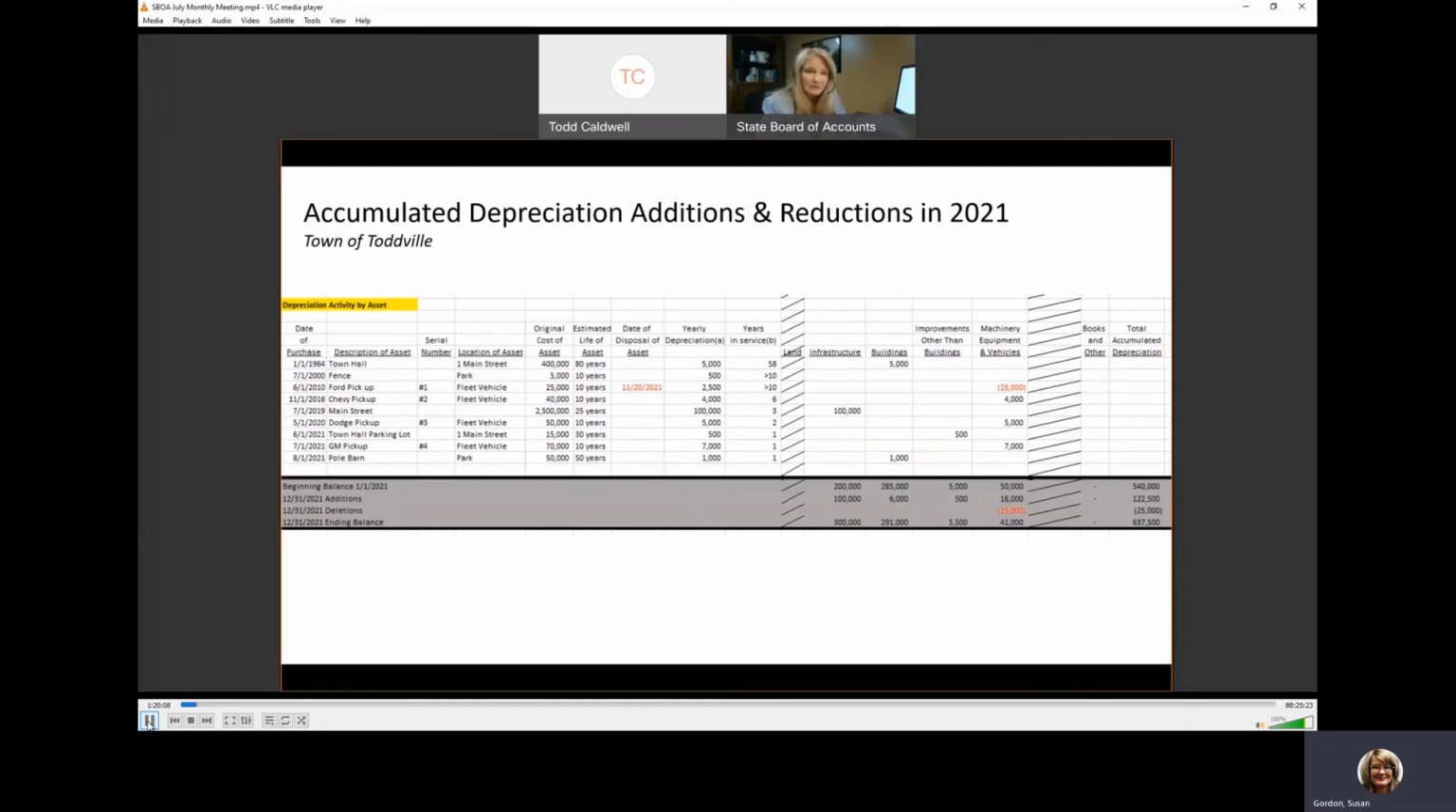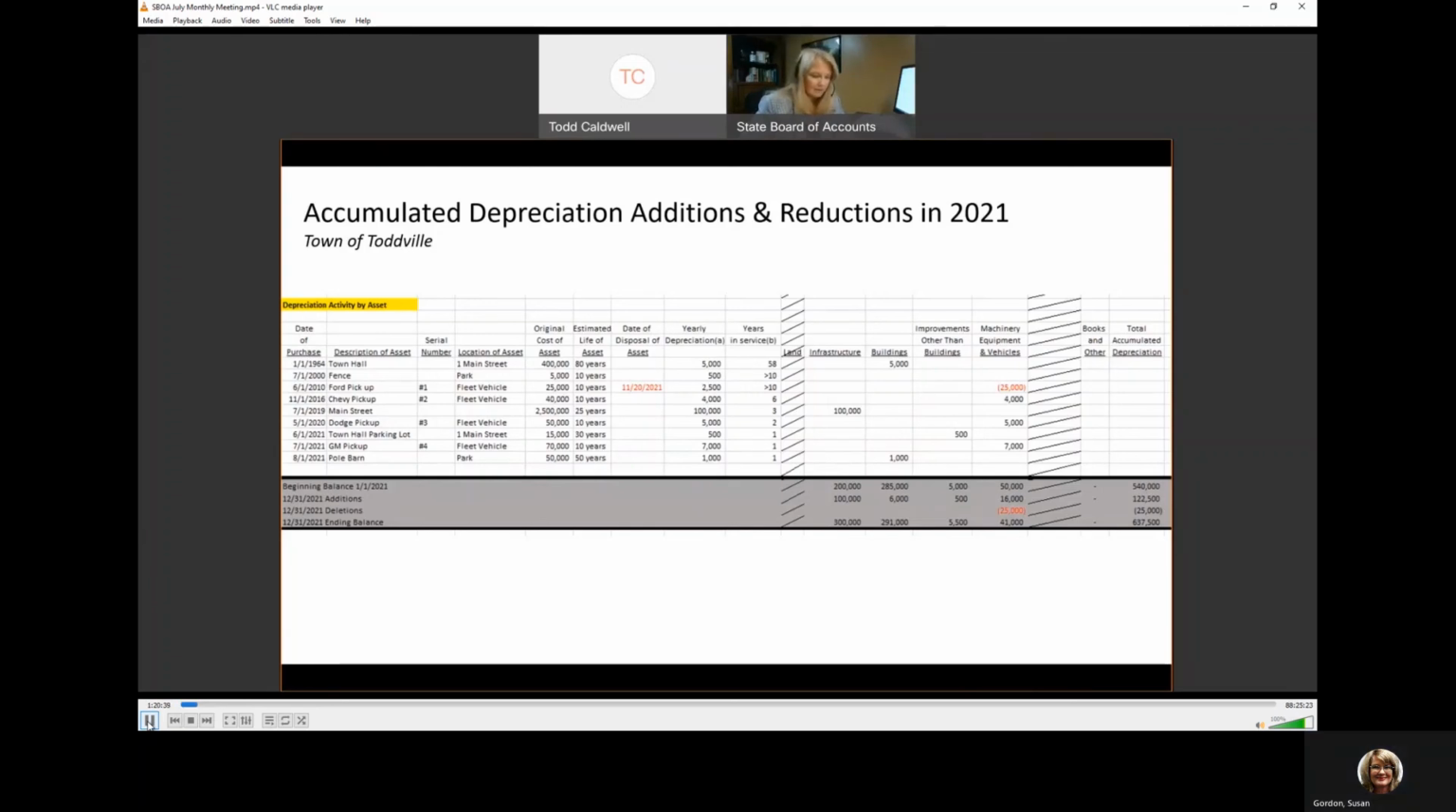So on my schedule, I did a beginning balance, I did my additions, I took out my reductions, and I arrived at my ending balance, which is $637,500. But I also have a total ending balance for each type of asset, which you're going to need on the AFR. So I know what my total accumulated depreciation and additions and reductions are for infrastructure, buildings, improvements other than buildings, and machinery and equipment.